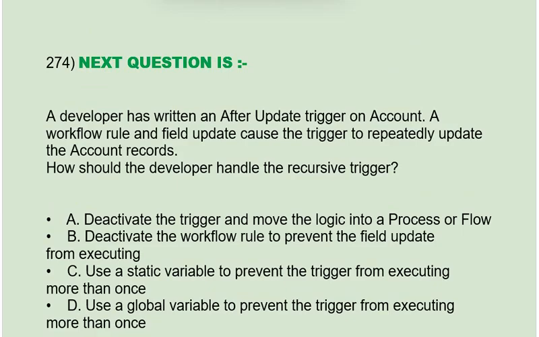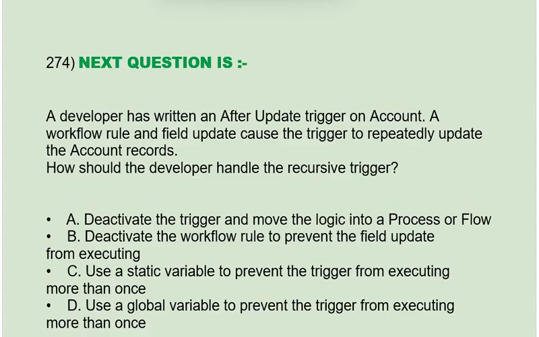Question: a developer has written an after update trigger on account. A workflow rule and field update cause the trigger to repeatedly update the account records. How should the developer handle the recursive trigger?